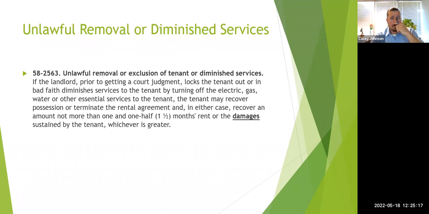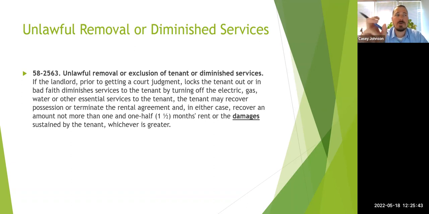Unlawful removal or diminished services. The landlord has to go to court to evict somebody unless the tenant abandons the property. But if they haven't abandoned the property, the landlord can't lock them out. They can't remove their stuff. They can't take off half the roof, which is what happened in one case that there's case law on. And they also can't willfully diminish the services. So they can't shut off your utilities. If they do those things, the tenant can sue for 1.5 months rent or damages.